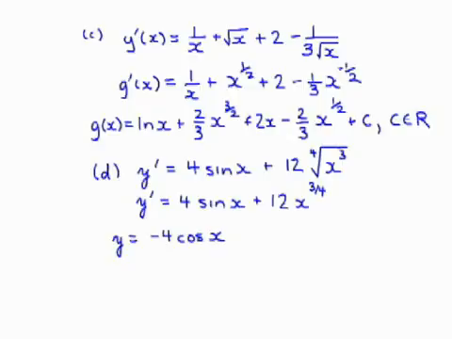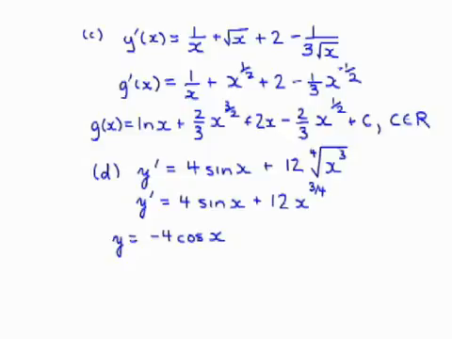Now, this is where a lot of kids make a mistake. Most kids would say, oh, wait a second, the answer should be 4 cosine x. What they make the mistake of doing is saying, oh, the derivative of sine x is cosine x. But remember, we're not dealing with derivatives, we're dealing with antiderivatives. So you have to ask yourself, what function would produce a derivative of 4 sine x? It would have to be negative 4 cosine x, because the derivative of cosine x is negative sine x. So negative 4 cosine x would produce the derivative of 4 sine x.